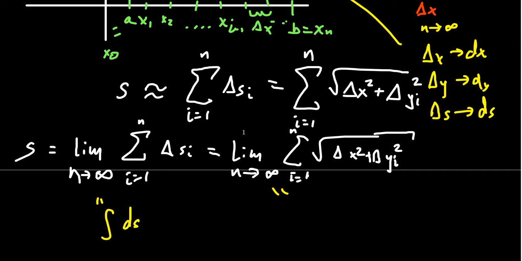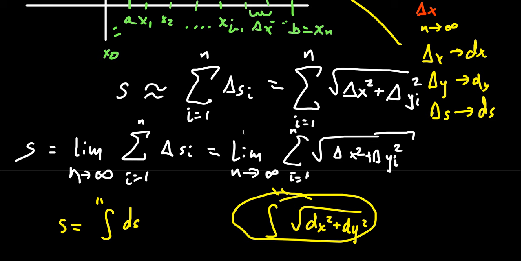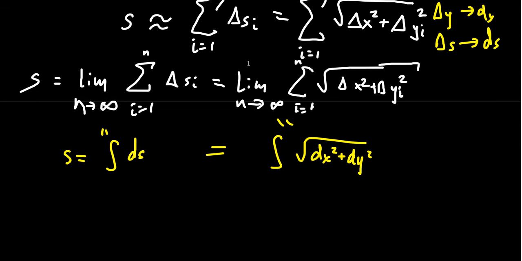So s is equal to this integral of ds, and then for the other one we get the integral of the square root of dx squared plus dy squared, like so. This one on the right is starting to get a little bit closer to integrals we're used to. It does have a dx and it does have a dy in it, but it has both of them. How does one deal with such a situation?